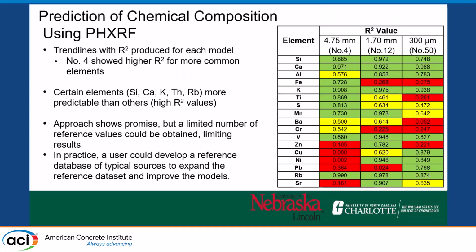What you see is green R-squared values meant a pretty good model, fairly predictable. Yellow R-squared values, not so great of a model. And the red ones weren't even close, kind of your traditional shotgun plot approach. And so what we found is some elements were more predictable than others.